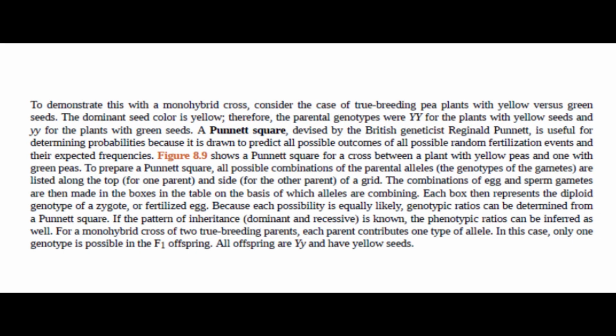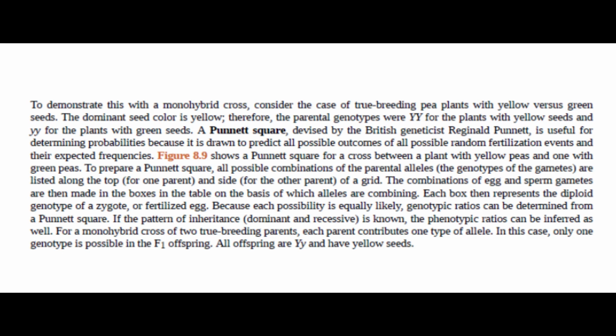To demonstrate this with a monohybrid cross, consider the case of true breeding pea plants with yellow versus green seeds. The dominant seed color is yellow. Therefore, the parental genotypes were Y for the plants with yellow seeds and y for the plants with green seeds. A Punnett square, devised by the British geneticist Reginald Punnett, is useful for determining probabilities because it is drawn to predict all possible outcomes of all possible random fertilization events and their expected frequencies. Figure 8.9 shows a Punnett square for a cross between a plant with yellow peas and one with green peas. To prepare a Punnett square, all possible combinations of the parental alleles, the genotypes of the gametes, are listed along the top for one parent and side for the other parent of a grid.